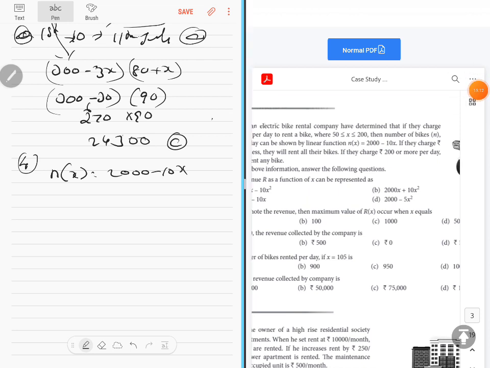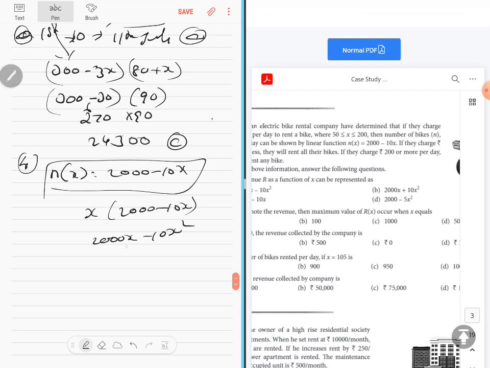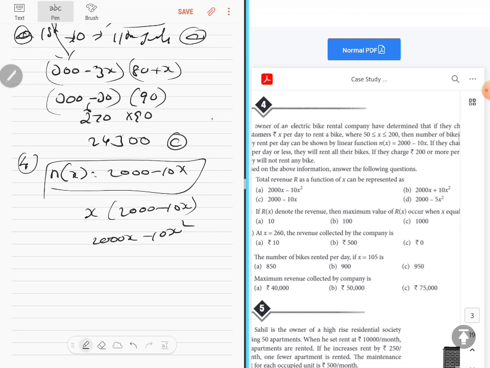So this is the total number of bikes as a function of X, and rupees X is the rent per bike. So the total revenue therefore is X into 2000 minus 10x, so it's 2000x minus 10x square. That will be option number A. So that's the first question.